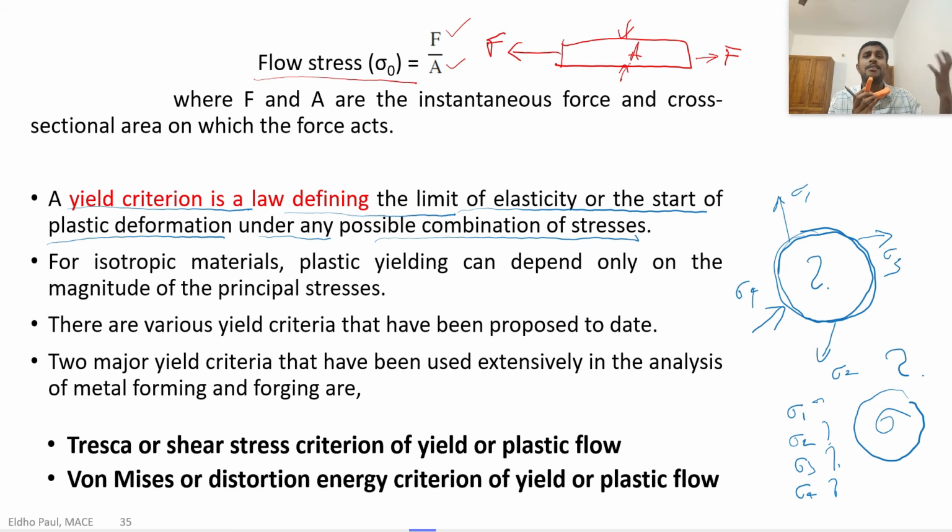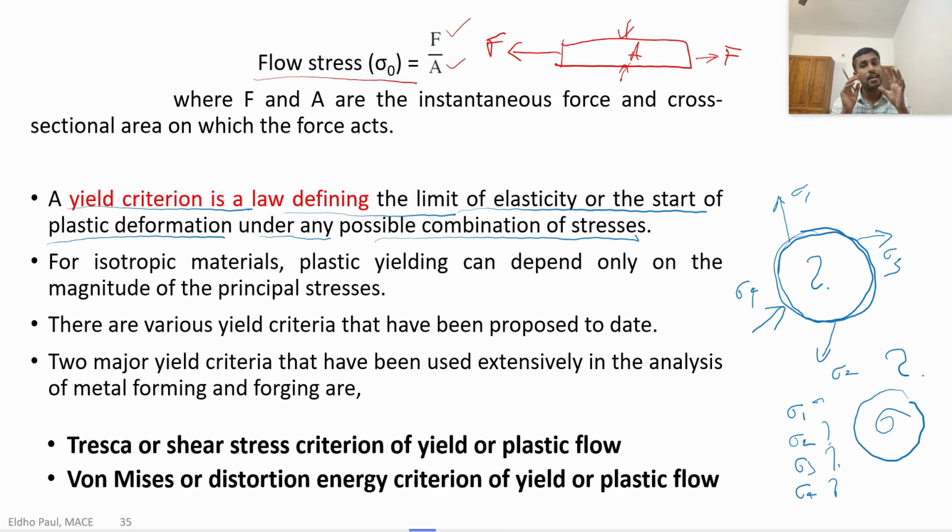But in the case of any structural member, for example a member of a roof structure, the amount of stress required for fracture can also be explained using this yield criteria. So actually these theories of failure and the yield criteria are the same. In both cases we are finding the amount of stress required for permanent deformation or plastic deformation.